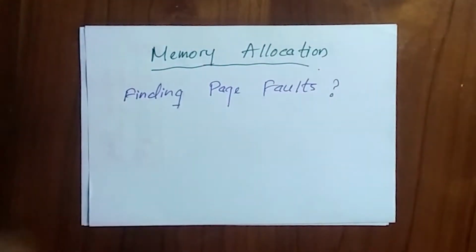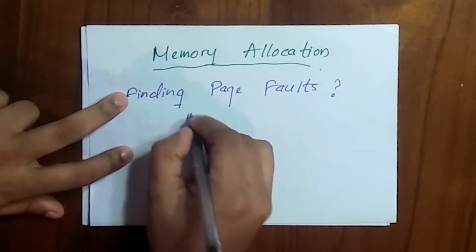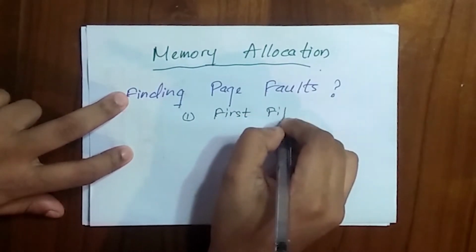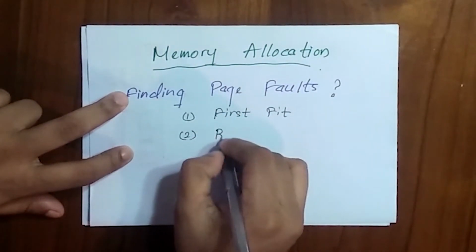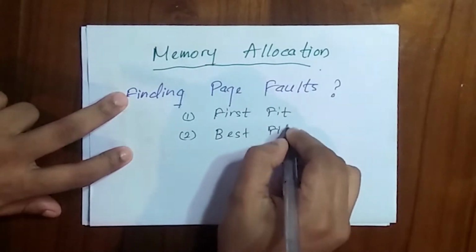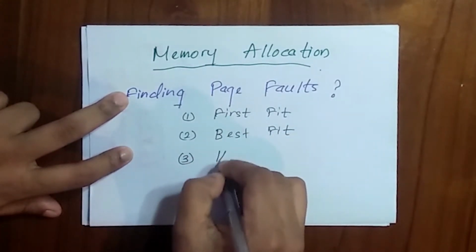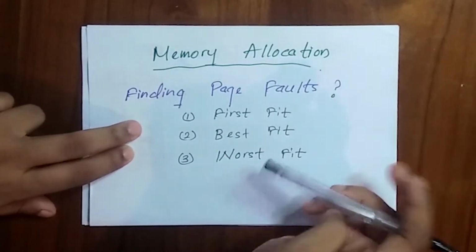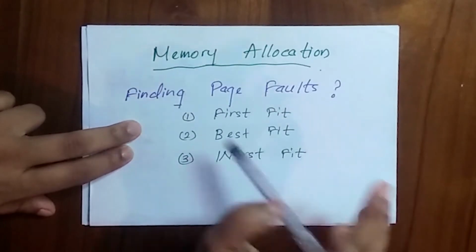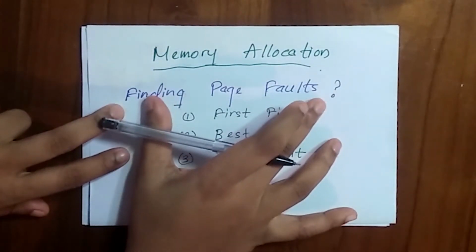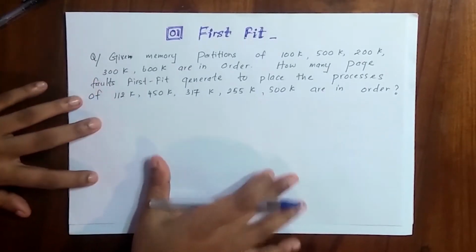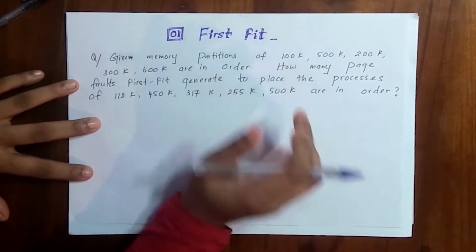To find page faults, there are three main ways: first fit, best fit and worst fit. So using these three ways, we can find page faults. In this first video, we are going to talk about first fit.